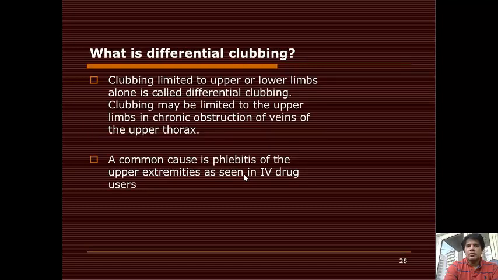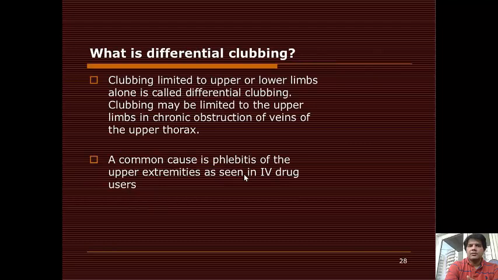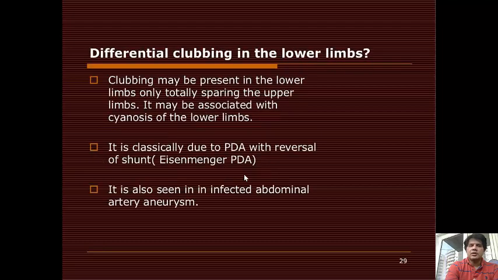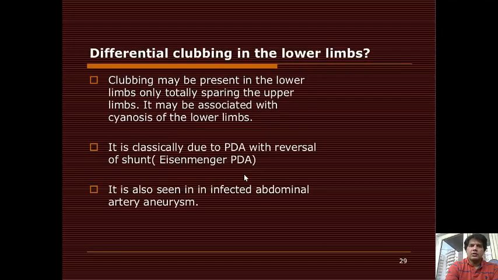Differential clubbing, once you have clubbing only in upper limbs or in lower limbs, that can happen if there is limited obstruction in the upper limbs, chronic obstruction of veins, or you have chronic thrombophlebitis, right? Your veins become swollen, so it can happen. So differential clubbing in upper limbs might be due to upper limb involvement, or lower limb might be due to lower limb involvement.